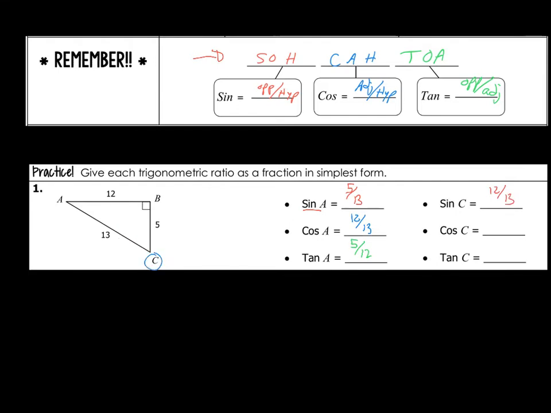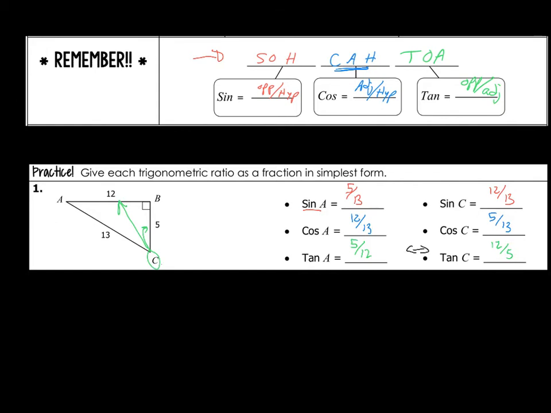Next, I go for the cosine. Again, cosine is adjacent over hypotenuse. So that's going to be the adjacent leg over the hypotenuse, which is 5 over 13. And lastly, the tangent of C. Keeping in mind, the tangent of C is going to be opposite over adjacent, which is 12 over 5. Now again, take a look.